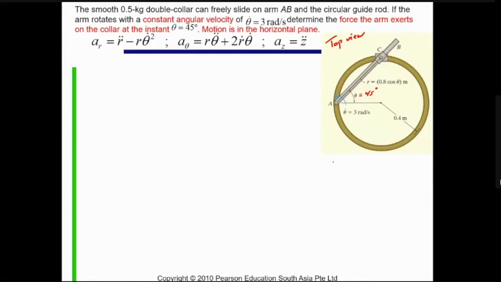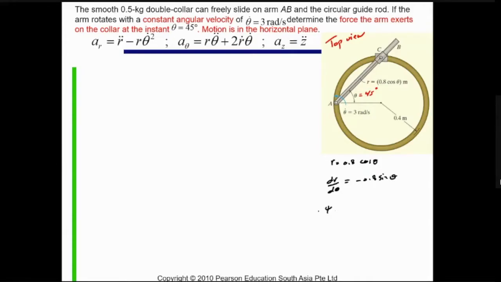So what we need to work on is the r, which is 0.8 cosine of theta. We have dr over d theta. Again, it is path dependent. We're not looking at how it's changing in time. We're analyzing the problem at a specific point along the path. So dr over d theta is negative 0.8 sine of theta.